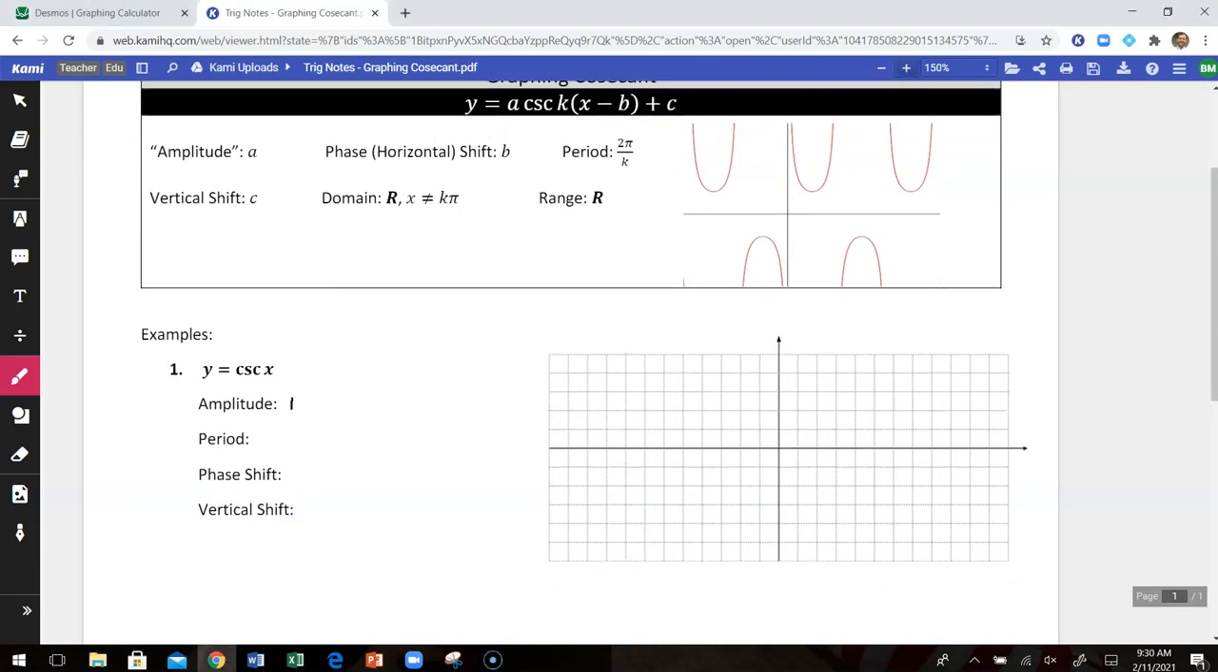The amplitude of this graph is 1. The period is 2 pi divided by k, which is 2 pi. There is no phase shift, and there is no vertical shift. To make my xy table, again, period is 2 pi here, so we're going to go from 0 to 2 pi, and I will fill in the values in between.